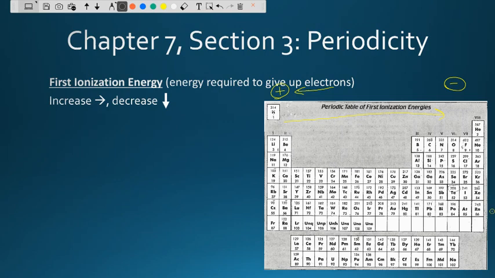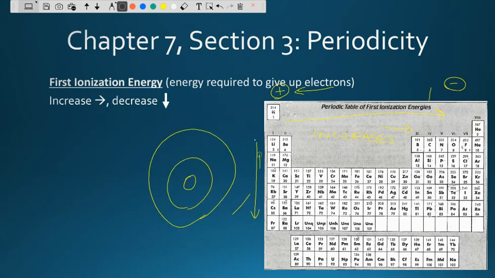And so seeing the first ionization energy, it takes more convincing to give up electrons. Okay, if that's the definition, it takes more convincing, more energy to give up electrons as we go this way. Now as we go down, remember those electrons are way out here. And so as we add electrons going down, this distance is so far.